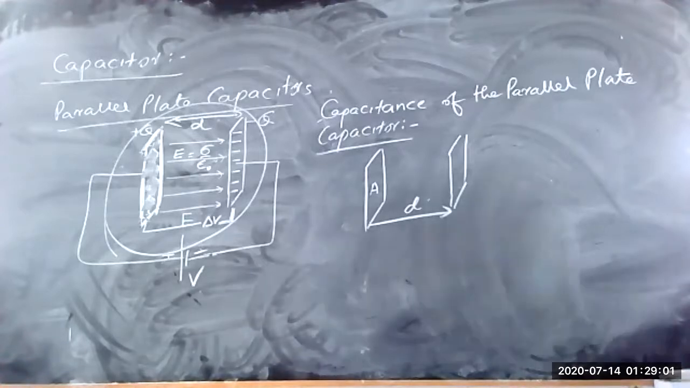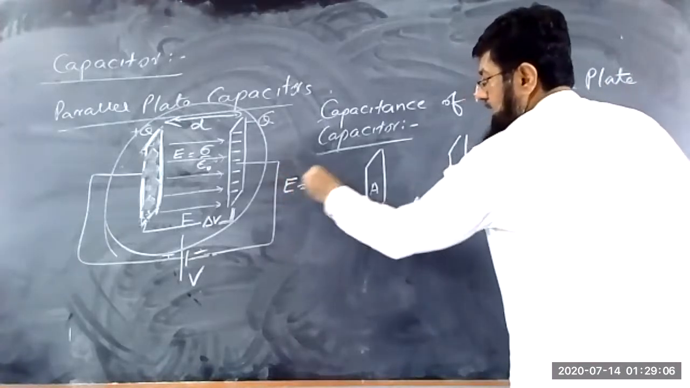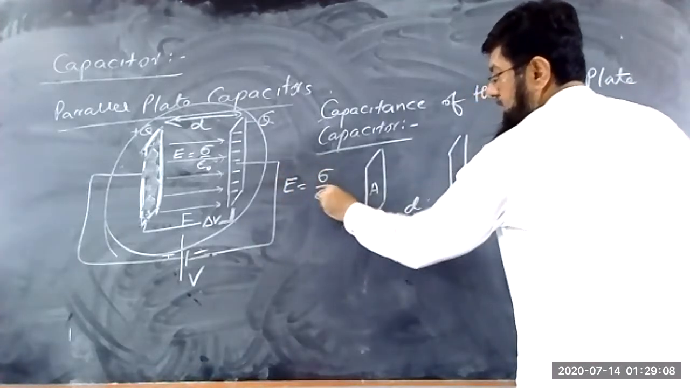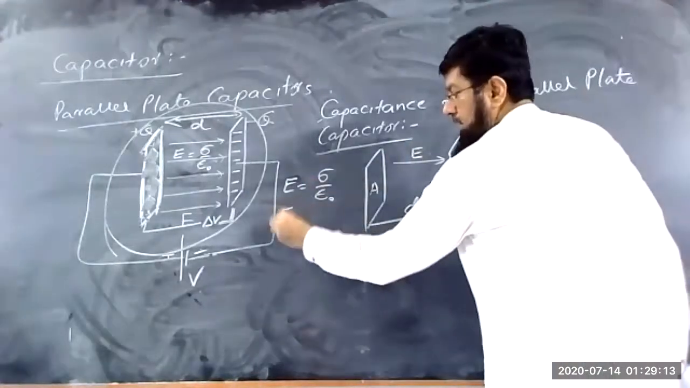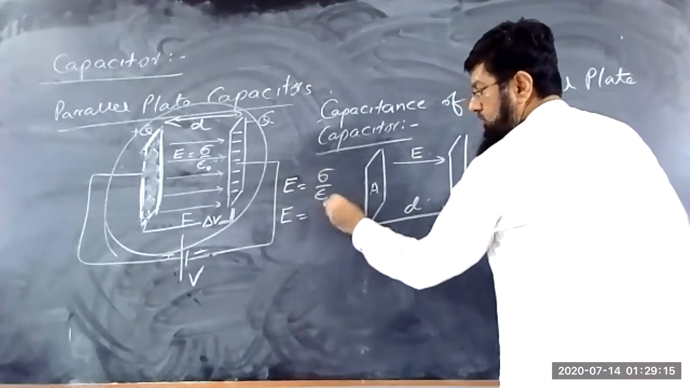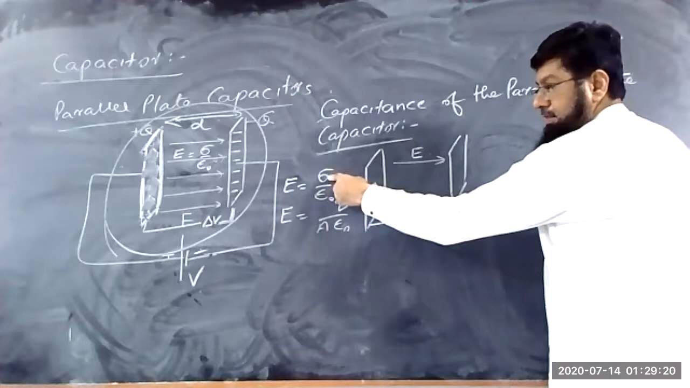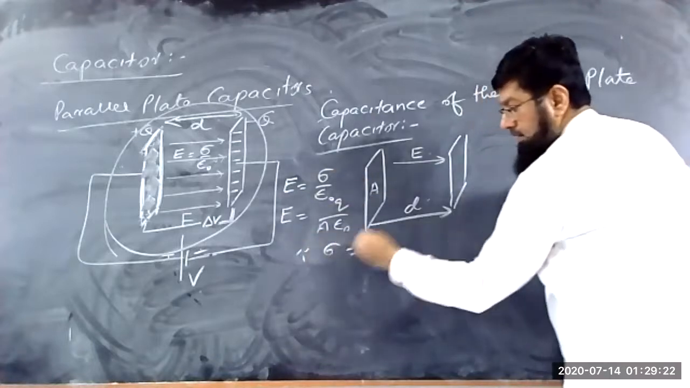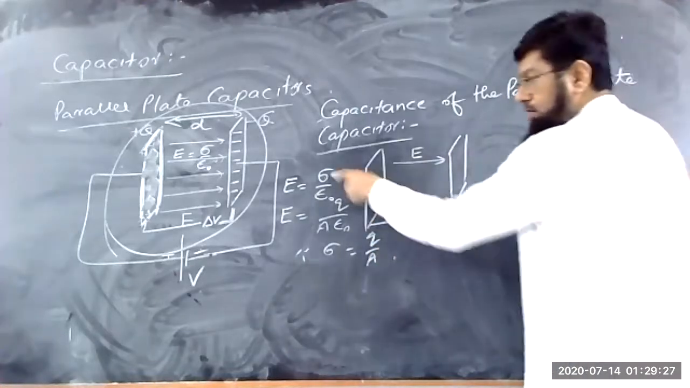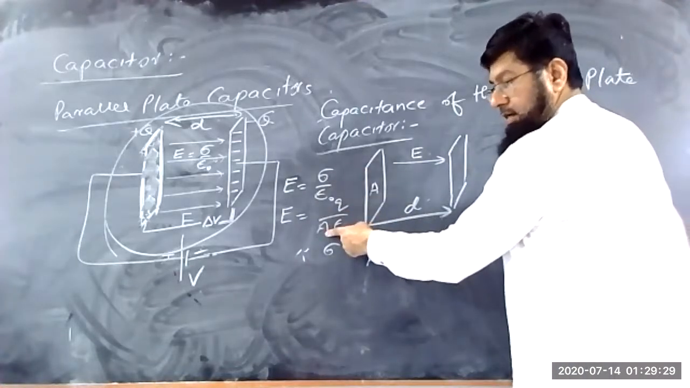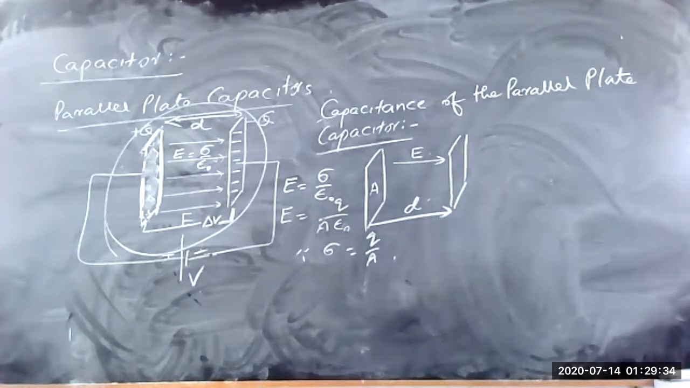Here you have a formula that E is equal to sigma upon epsilon naught, which is the electric field between the plates, where sigma is the charge per unit area. So I just plug in the value of sigma, which is charge per unit area. The equation becomes E is equal to Q upon A into epsilon naught.